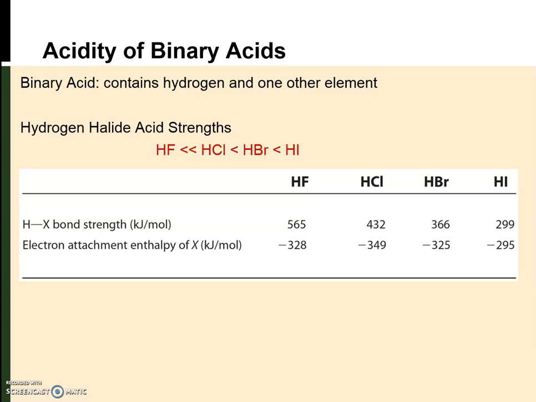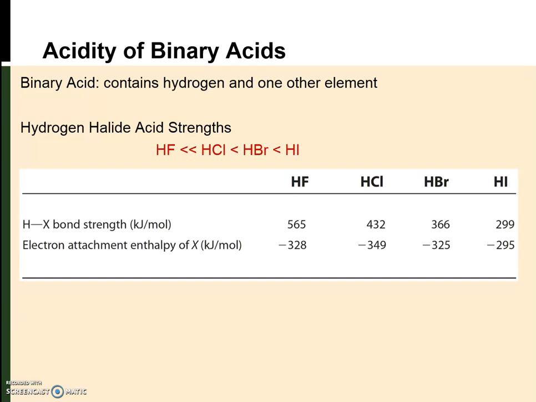Now moving down the group to HI, we still have a hydrogen 1s orbital overlapping, but in this case it's overlapping with a 5p orbital on the iodine. And in this case, the energy difference is quite large, as is the size difference, and so there's poorer overlap between the hydrogen orbital and the iodine orbital. What results is a weaker HX bond, so the HI bond is significantly weaker than the HF bond.